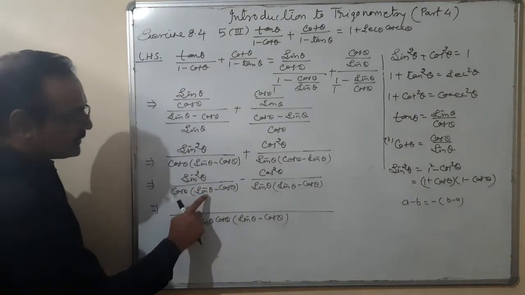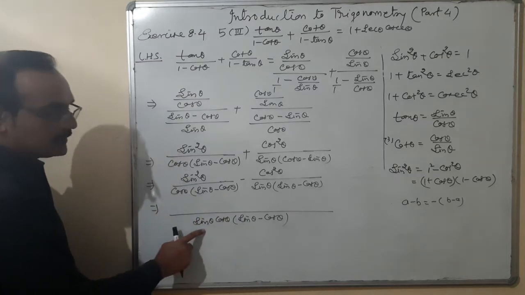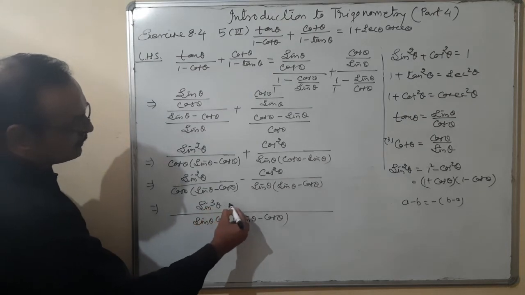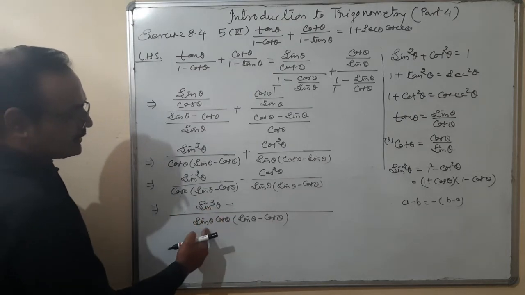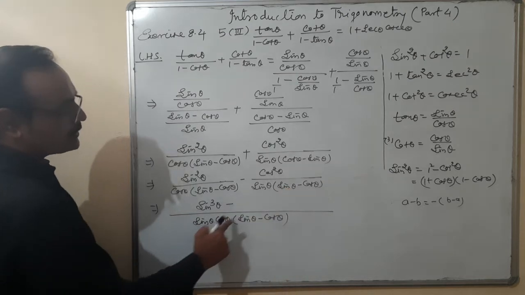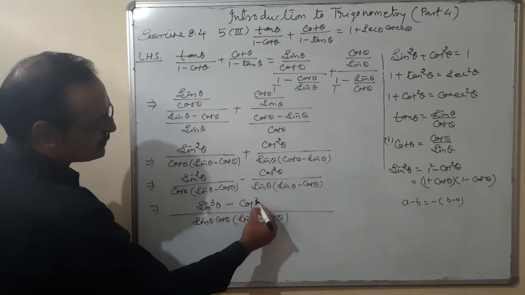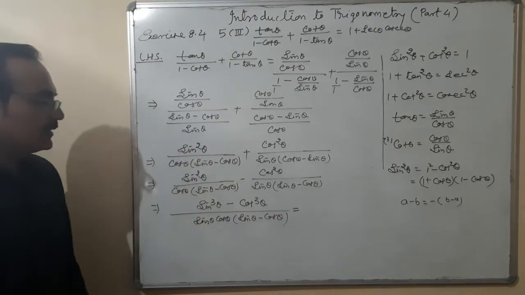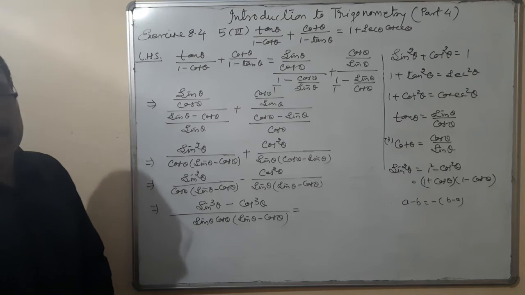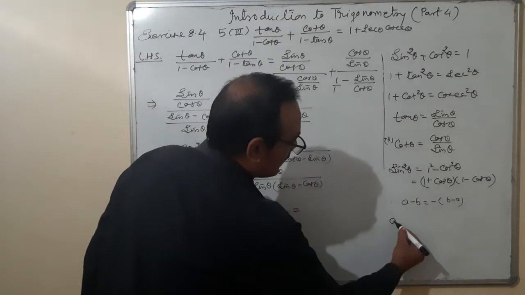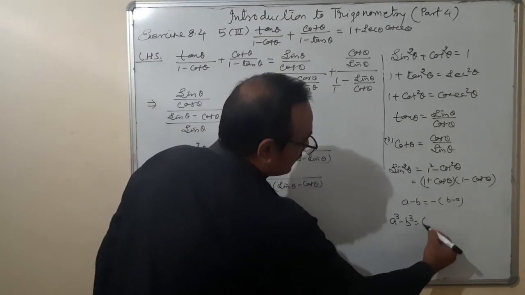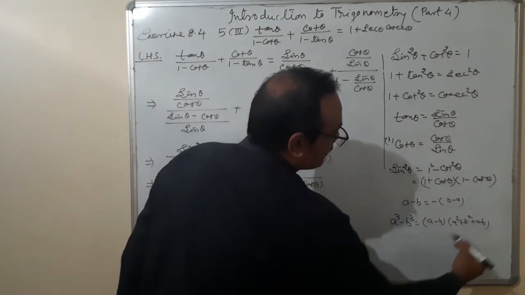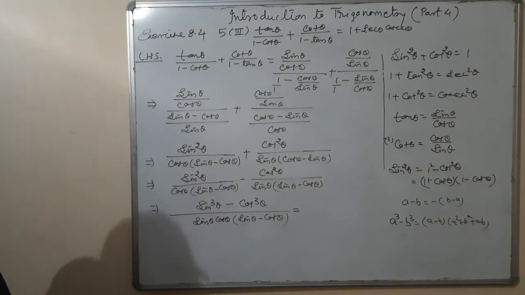Cos theta is cancelled, sin theta minus cos theta cancelled. What is left? Sin theta, which is multiplied by sin square theta, that is sin cube theta, minus. Same as sin theta cancel, one sin theta minus cos theta cancel, cos theta multiplied by cos square theta, that is cos cube theta. Okay. After that, this is an identity a cube minus b cube. And the identity a cube minus b cube in factor form is a minus b, a square plus b square plus ab.